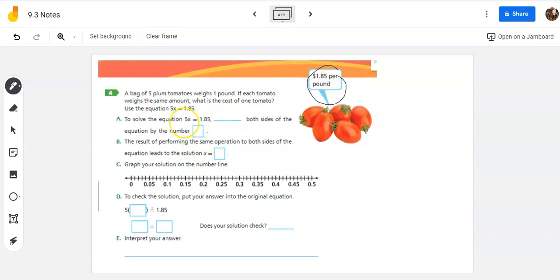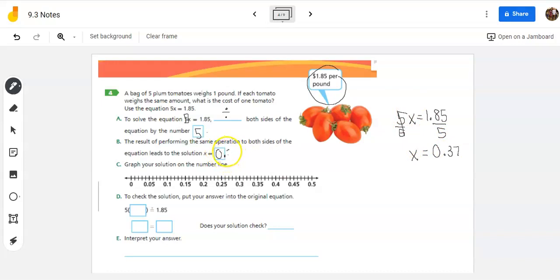So 5 is on the same side as the variable. So we're going to divide because division is the opposite of multiplication. We're going to divide both sides of the equation by the number 5 because that's the number by the variable. The result of performing the same operation on both sides of the equation leads to the solution. So if I come over to the side, I have 5x equals 1.85. The opposite of multiplying by 5 is dividing by 5. 1.85 divided by 5 is 0.37. So we're going to put 0.37 right here.